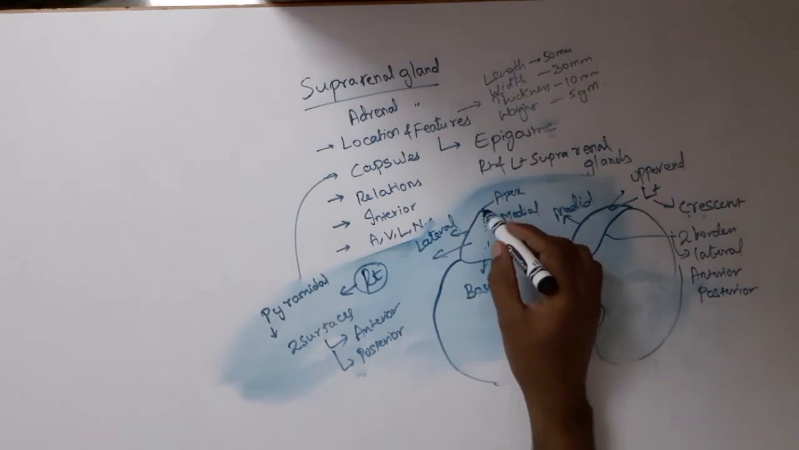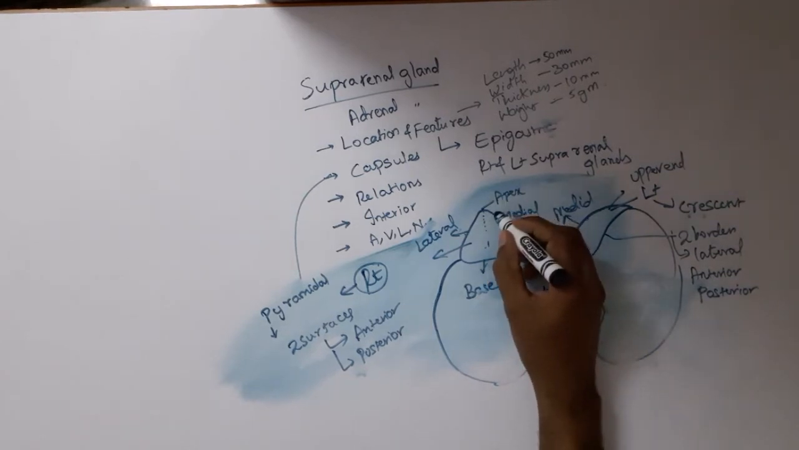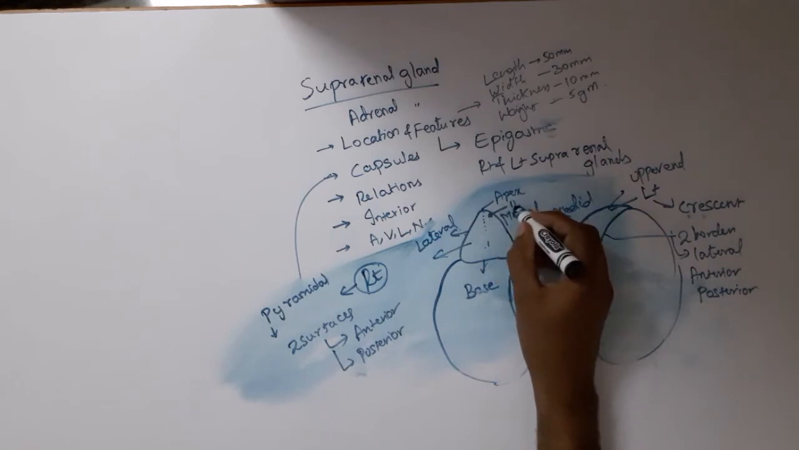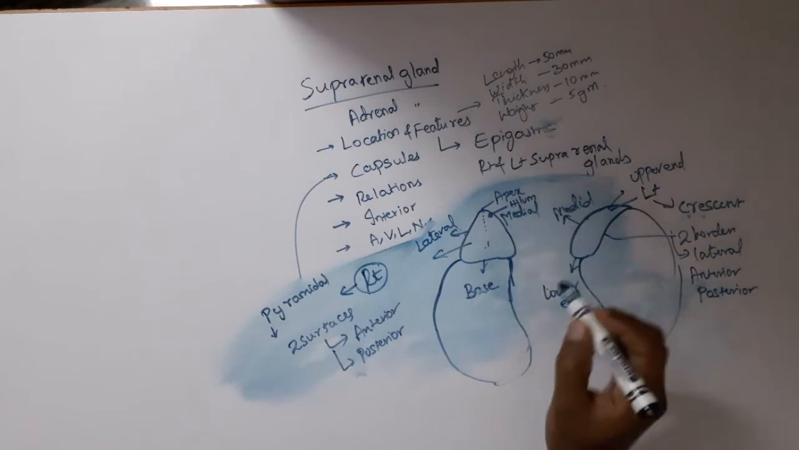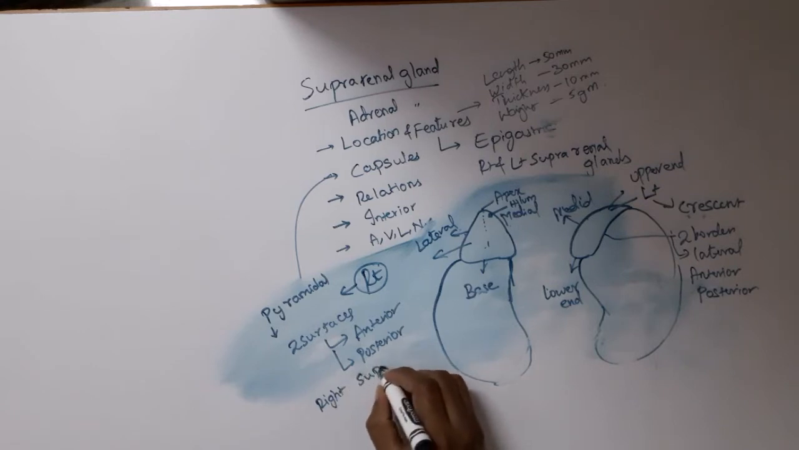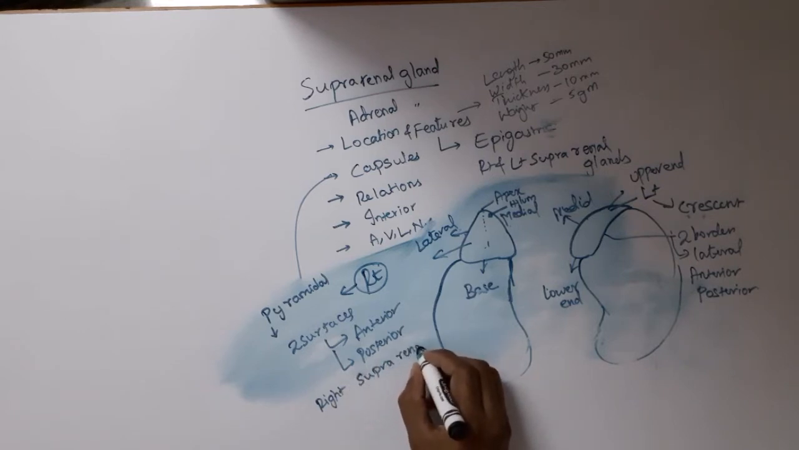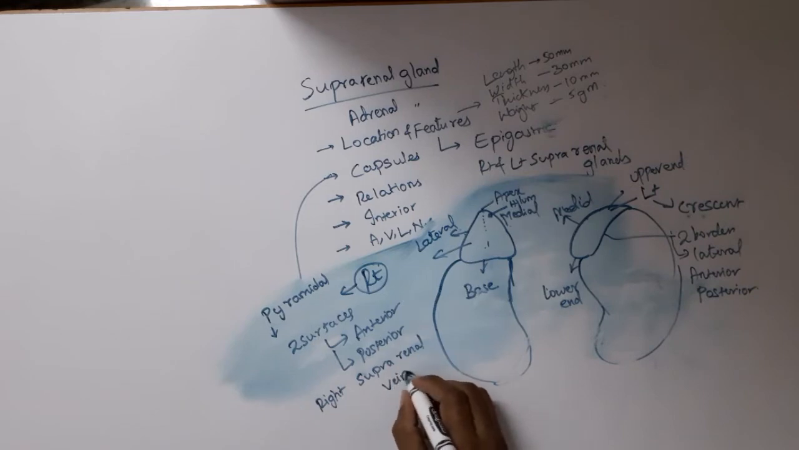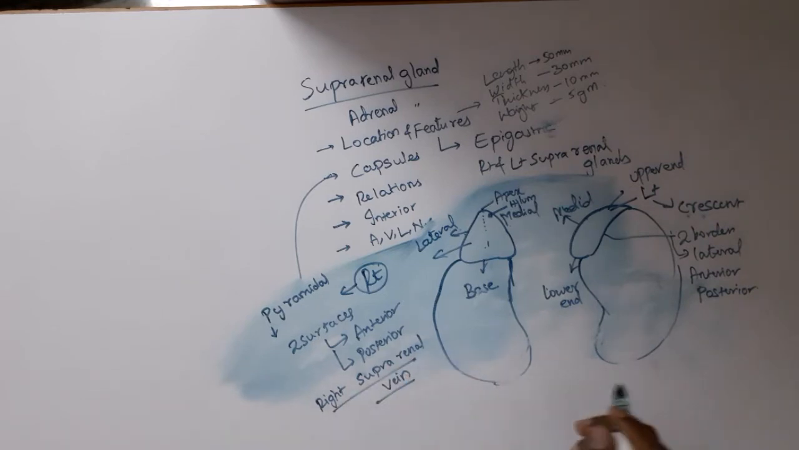So the right suprarenal gland has an apex and a base. Closer to this apex we have a hilum. Passing through the hilum, we have this right suprarenal vein which is coming out of this right suprarenal gland. So near the apical part we have this hilum, and passing through the hilum we have the right suprarenal vein.